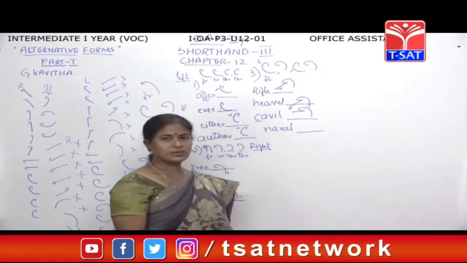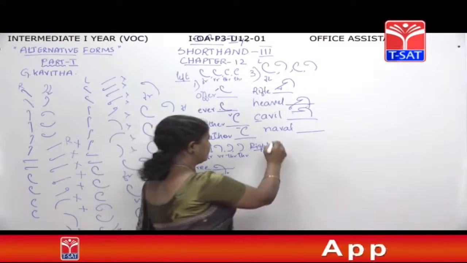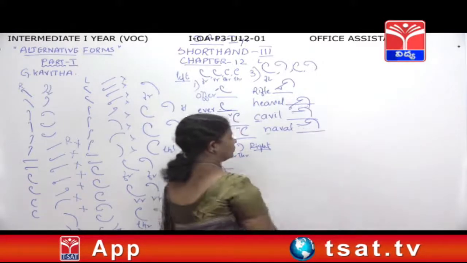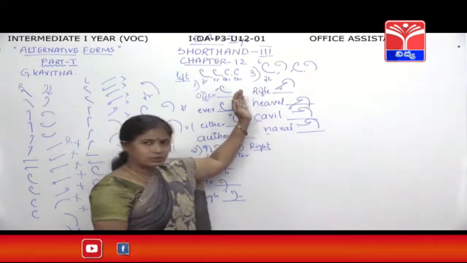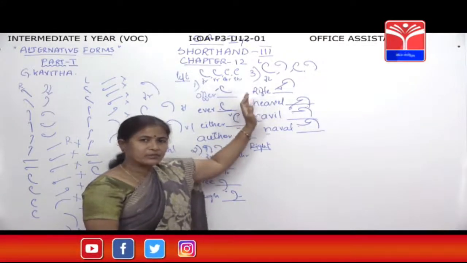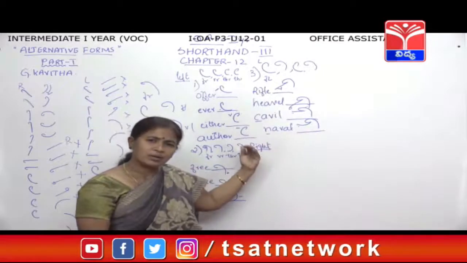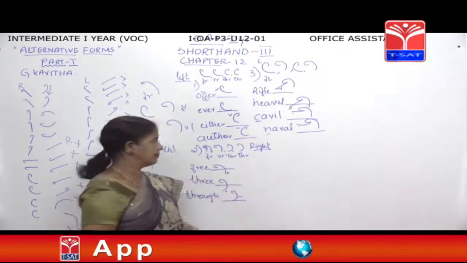N is also a horizontal. Right? How do we write? Goes towards right side. Navel. Cavel. Navel. Okay. So, after horizontal strokes and straight up strokes, we use right forms of full and will. Remaining all other cases, we use left forms of full and will.